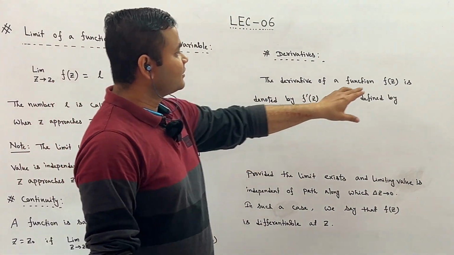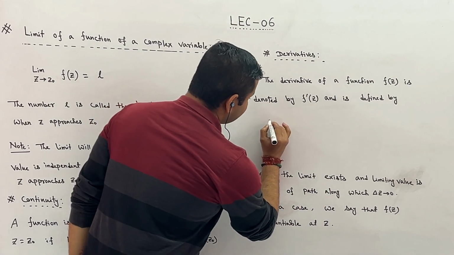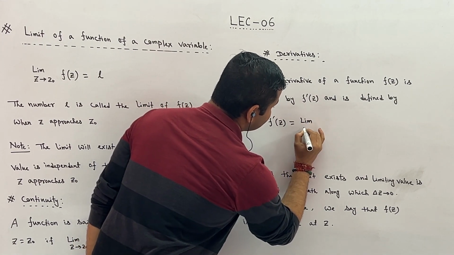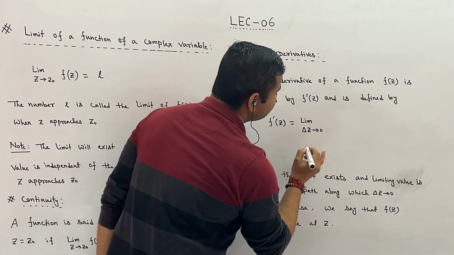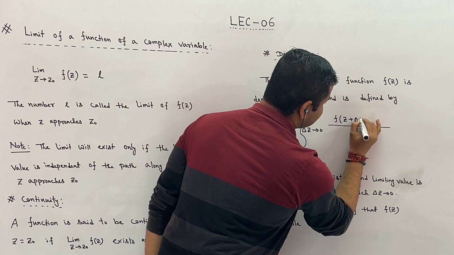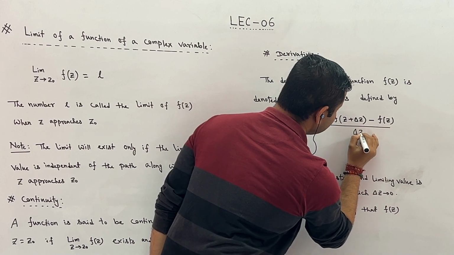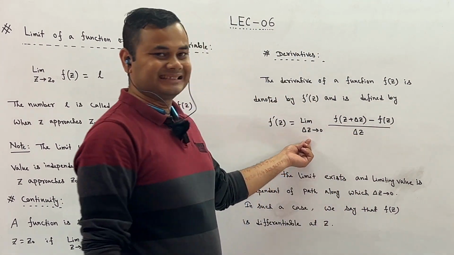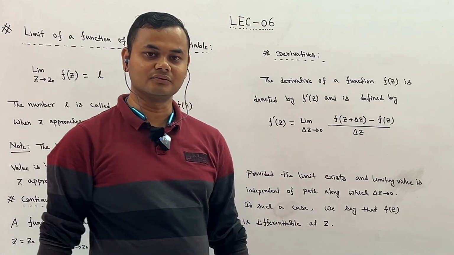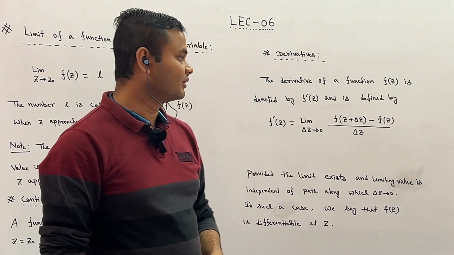Now the next topic is derivatives. The derivative of a function f of z is denoted by f prime z, and it is defined by f prime z is equal to limit delta z tends to 0 of f of z plus delta z minus f of z divided by delta z, provided this limit exists and the limiting value is independent of the path along which delta z tends to 0. So in such a case, we say that this function f of z is differentiable at z.